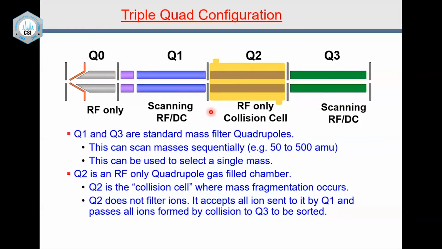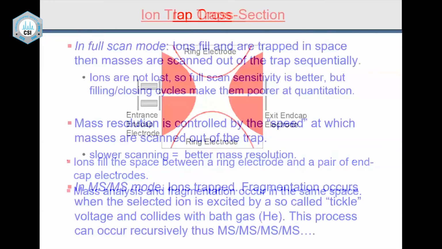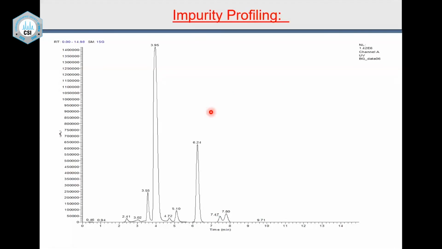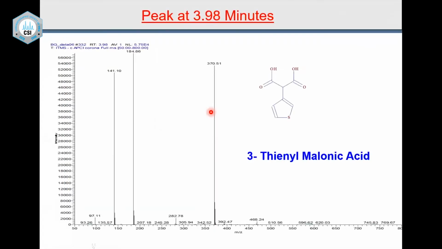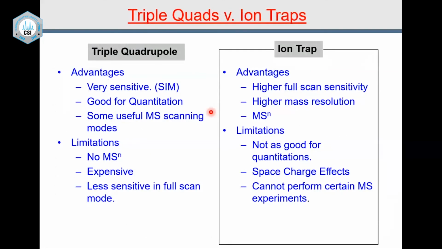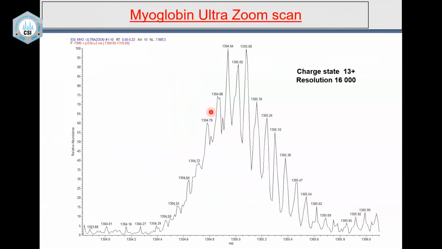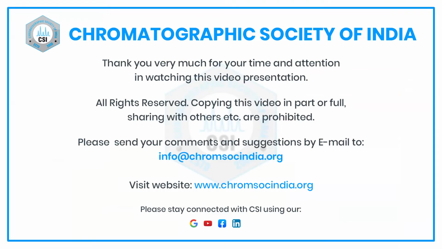Ion trap, I am not going to go into ion trap, but this is a 3-dimensional ion trap. There are 2-dimensional ion traps, and they are also very good in impurity profiling. So I think my idea is not to go to ion trap. Let me stay with the triple quadrupole today, and you can do that also for myoglobin. So as I said, there are so many different types of analyzers.